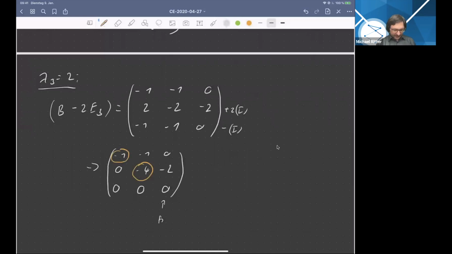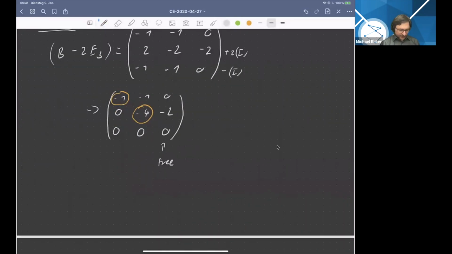We again get x3 to be the free variable. So the eigenspace of, that's not A, it's B, the eigenspace of B for the eigenvalue 2 is spanned by, let's see, if we set, let's say, x3 to 2 this time. Let's see in a minute why. If I look at this second equation here, I get -4x2 minus 2x3 equals 0. Let's write this down.